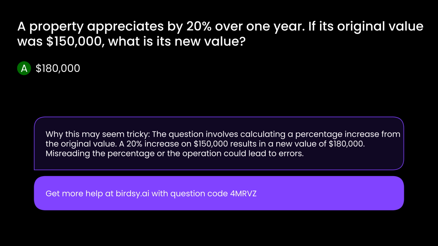Why this may seem tricky? The question involves calculating a percentage increase from the original value. A 20% increase on $150,000 results in a new value of $180,000. Misreading the percentage or the operation could lead to errors.